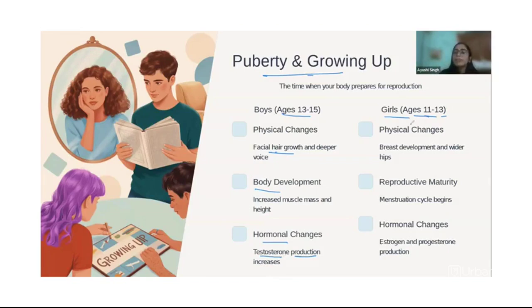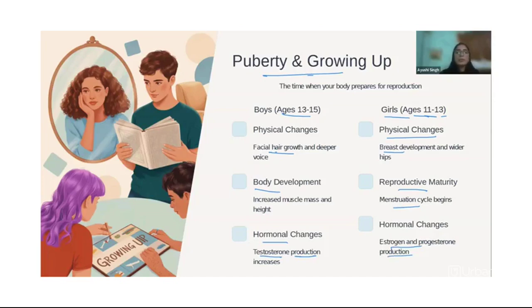Okay, now if we talk about the girls, the development of breasts occurs here. And the hips become very wide. Those changes are to carry a baby. Then reproductive maturity, the menstrual cycle begins. Again, this is a change in women so that they can carry offspring. Now the hormonal changes are estrogen and progesterone production, which helps in the production of ovaries.